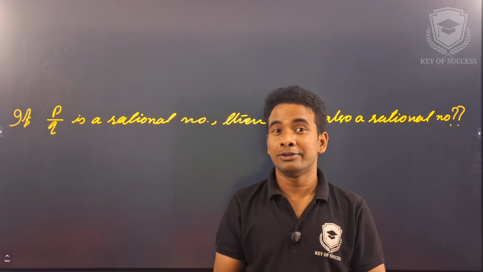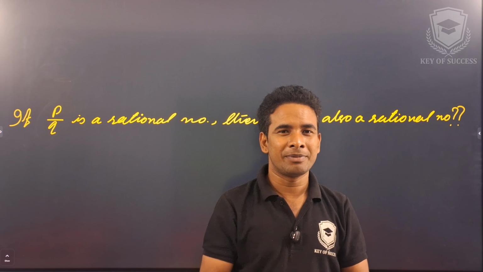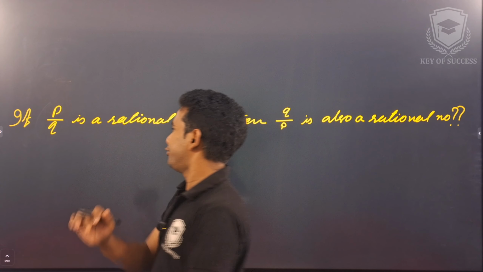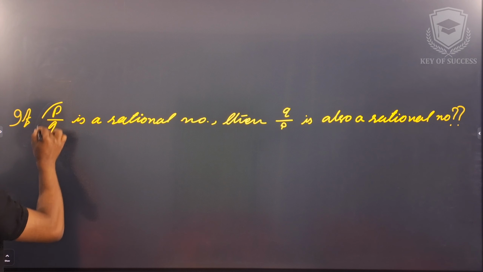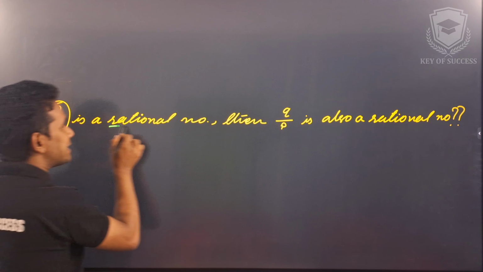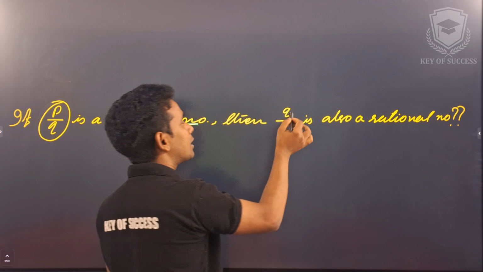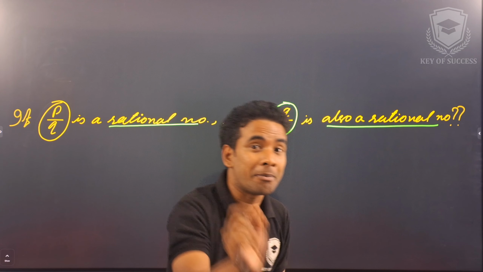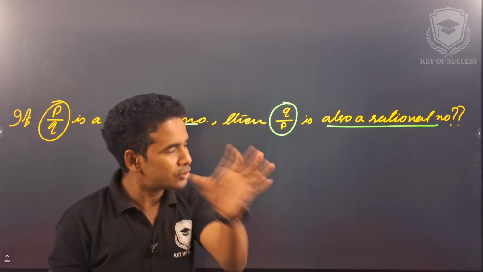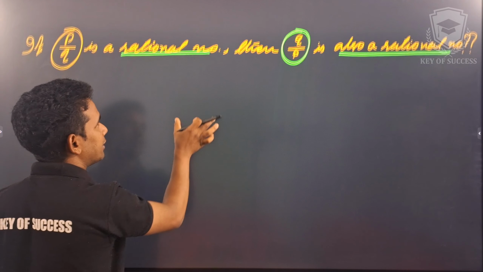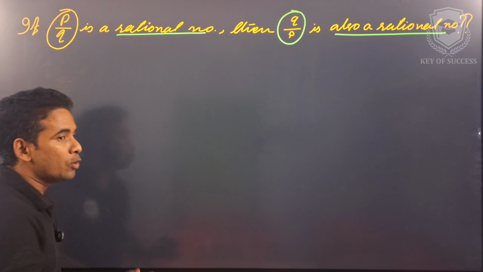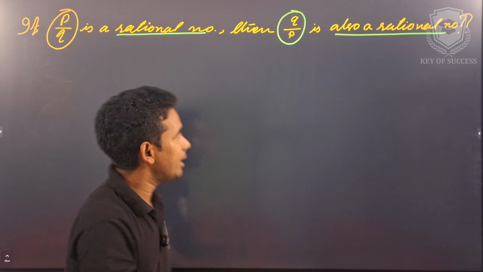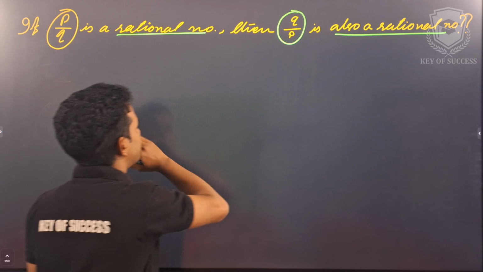So today we'll discuss a very important topic. That one is what? If P divided by Q is a rational number, then is the reciprocal of P by Q, that is Q by P, also a rational number or not? Okay. So for discussing this, first we need to understand what a rational number is. So we'll discuss that first.